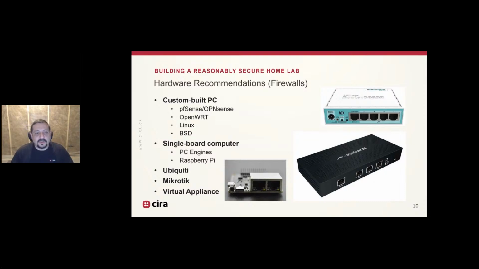مثلا ممكن ناخذ كاستم بيلت بي سي ونستعمله كفاير وول. الكاستم بيلت بي سي هذا ممكن يكون مستعمل وممكن يكون جديد. بنستعمل عليه سوفت وير مثل pfSense أو OPNsense، وممكن نستعمل OpenWrt أو لينكس أو BSD.